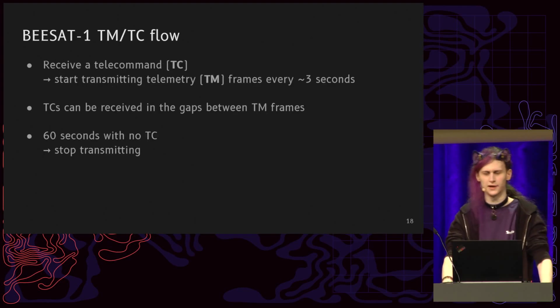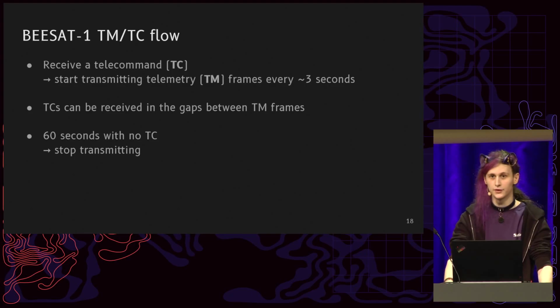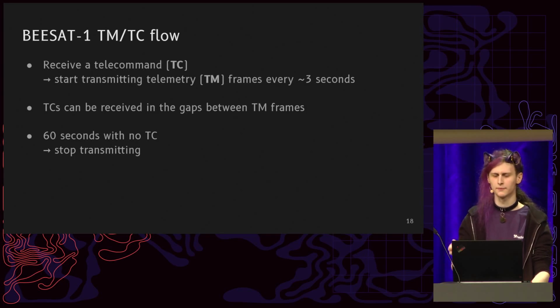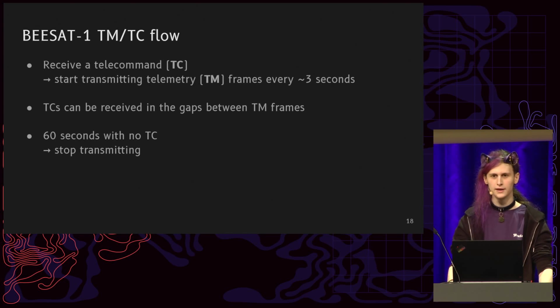So what do you do in these passes? You try and command your spacecraft, right? By default, the satellite is not transmitting telemetry, it's just listening. And that's mainly for power reasons. So it's waiting for commands. And once it's received a command, it switches into active mode. And what it does then is transmit bursts of telemetry data every about 3 seconds or so. The reason it's doing this in a burst pattern is it needs to leave gaps for you to be able to send more commands up to it, right?